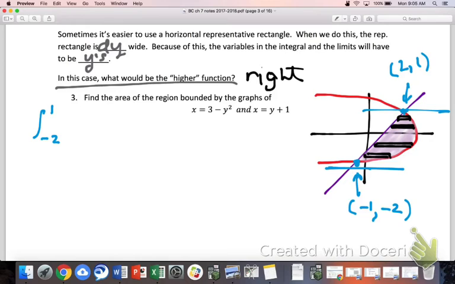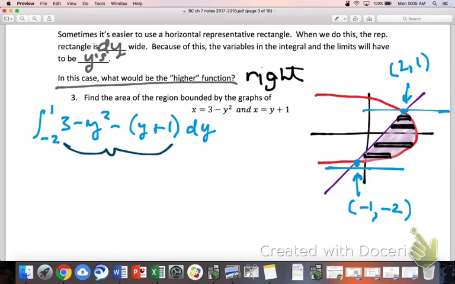Okay, and then the right minus left concept would be 3 minus y squared minus the quantity of y plus 1. And then the width is dy. So once you get to that point, that is your complete integrand. It is, like before, length times width on a rectangle.